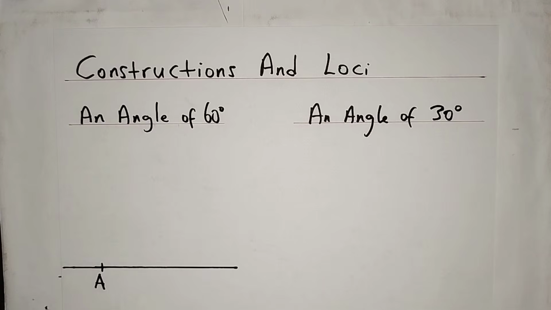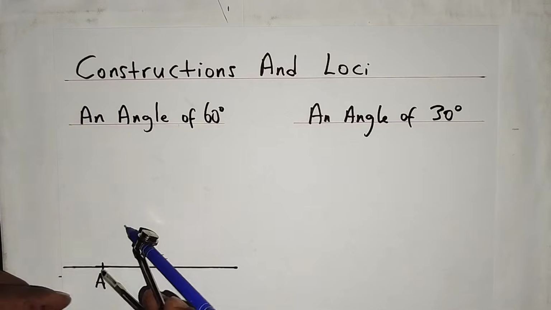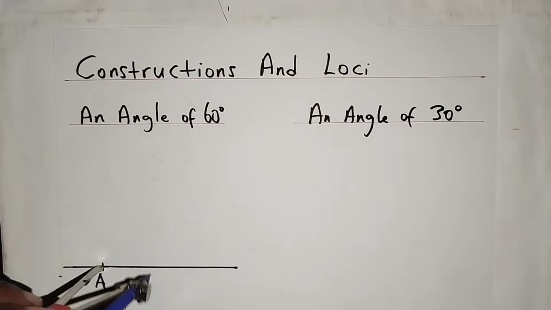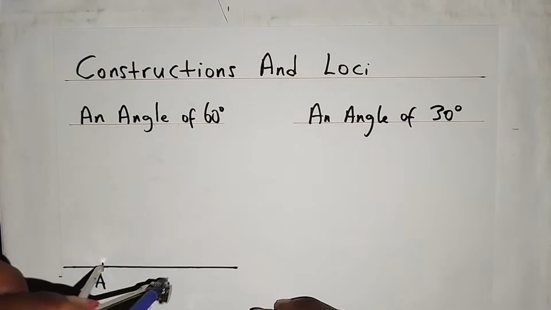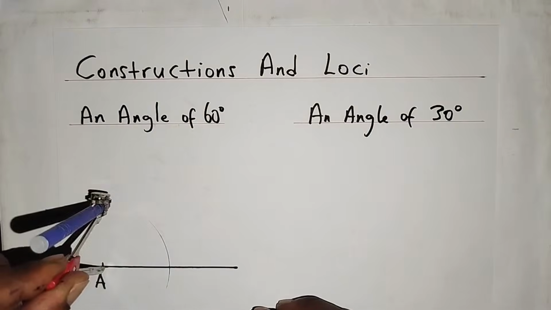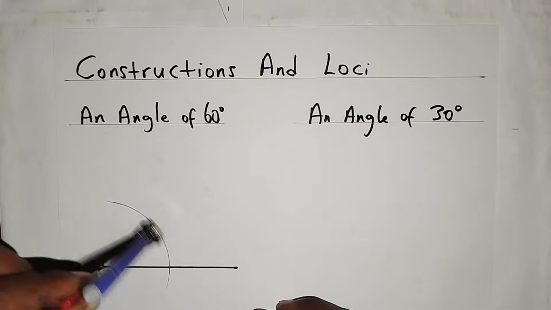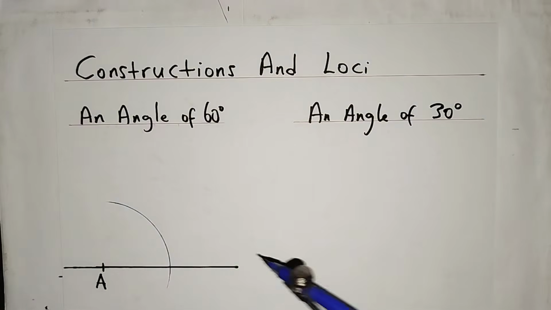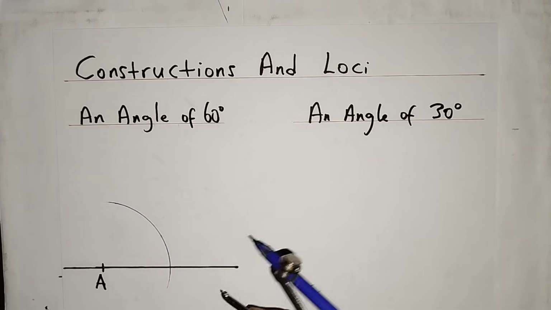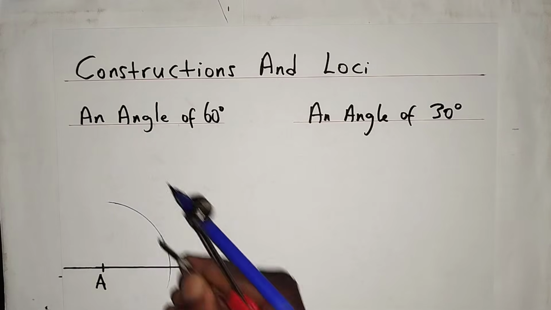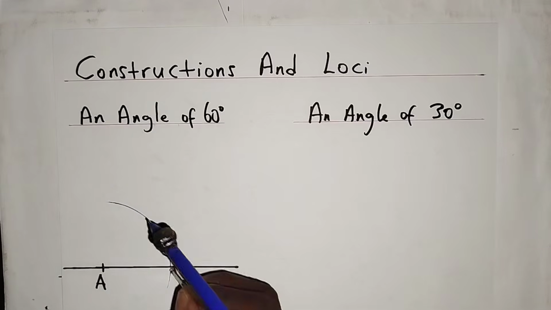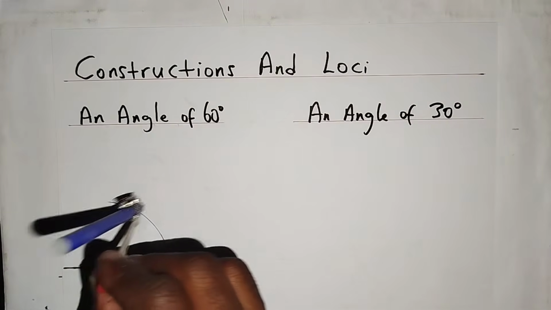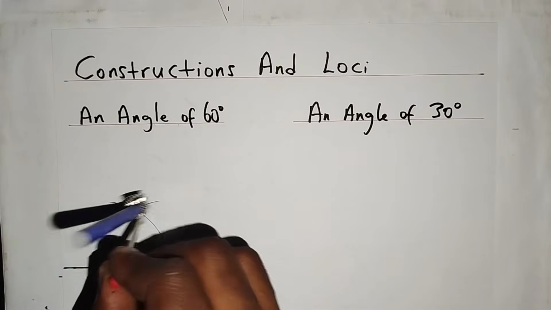Now, with A as my center and a suitable radius, I'm going to draw an arc which cuts this line and goes this way, like this, without altering my radius. With the point of intersection of the arc and this line as my center, I'm going to draw an arc which cuts the previous one here.